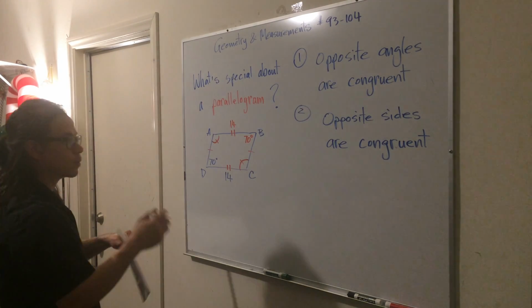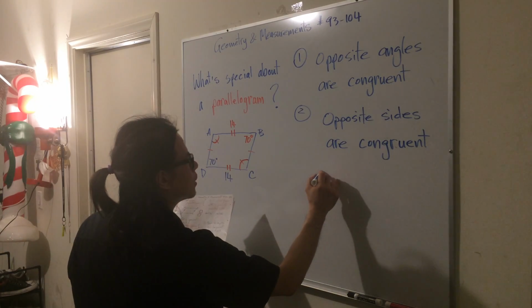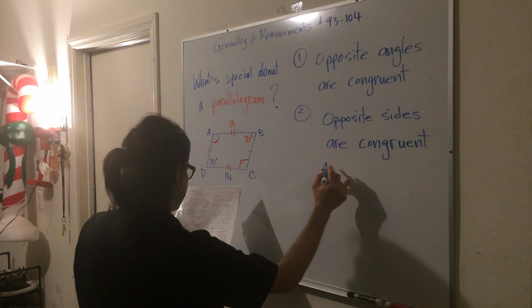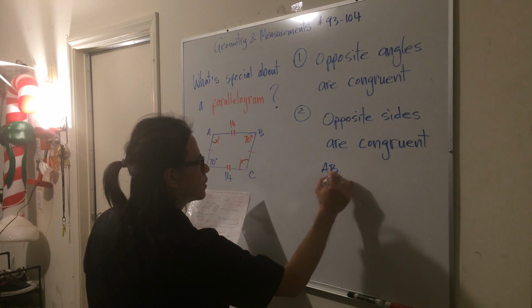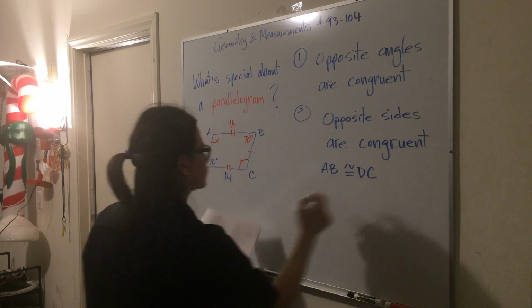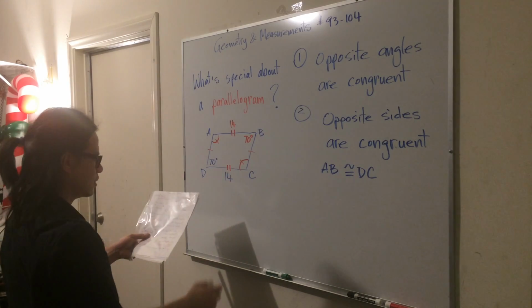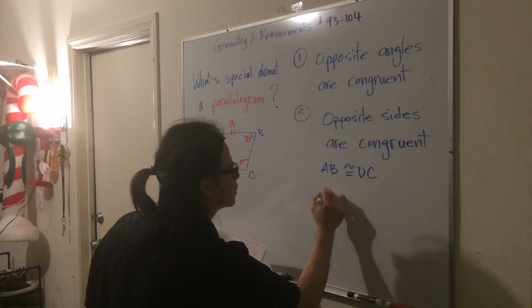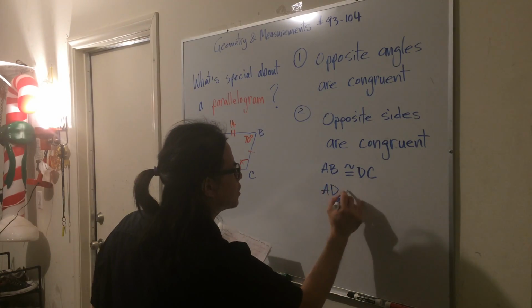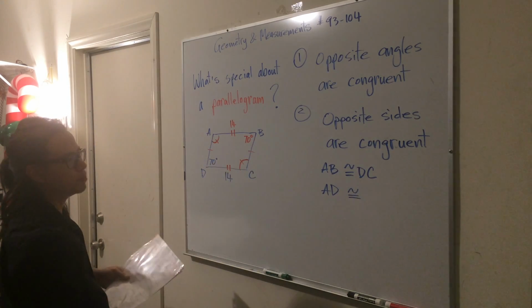Okay. So we can say side AB is congruent to side DC. Okay, so AB is the same as DC. Side AD is also congruent to side BC.